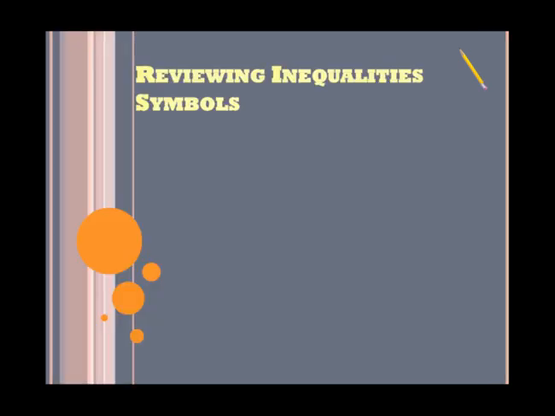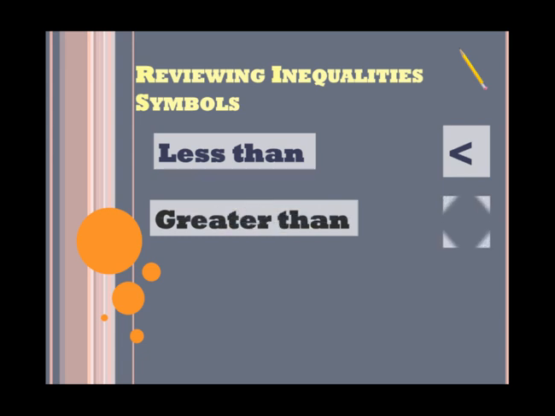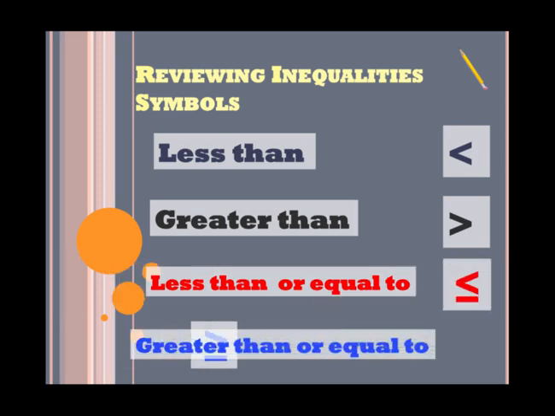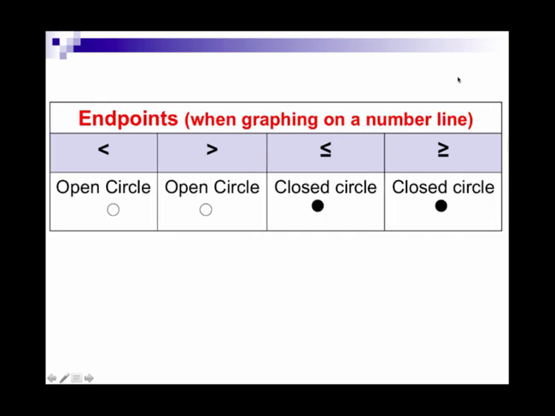inequality. So let's just review our symbols really quickly. Less than, then we have greater than, then we have less than or equal to, and then we have greater than or equal to. All right, so let's review really quickly before we get into looking at compound inequalities. So we're going to take a look again at just what our inequality symbols mean.